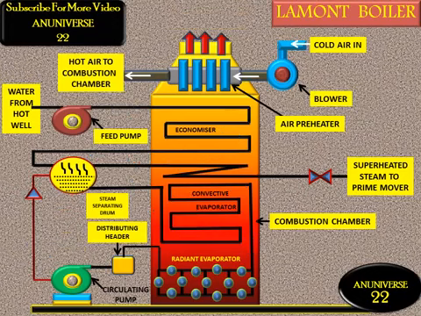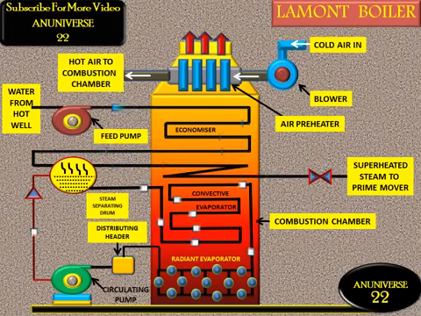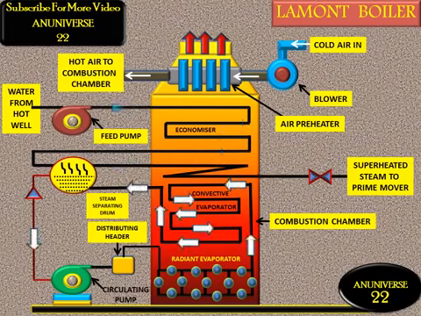And now we discuss the working of the Lamont boiler. The Lamont boiler, as we know, is a forced circulation and internally fired water tube boiler. The fuel is burned inside the boiler and water is circulated with the help of a centrifugal pump. So here the feed pump forces the water into the economizer, which can be seen with the help of blue arrows. The temperature of the water increases and this water is forced into the evaporator tubes.